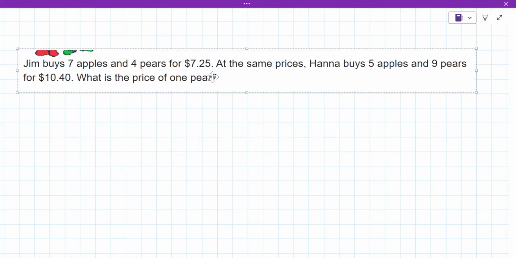All right, Jim buys 7 apples and 4 pears for $7.25. At the same prices, Hannah buys 5 apples and 9 pears for $10.40. What is the price of one pear?